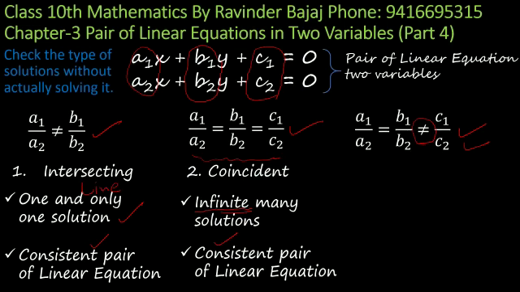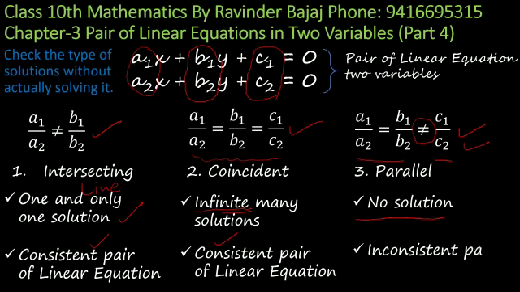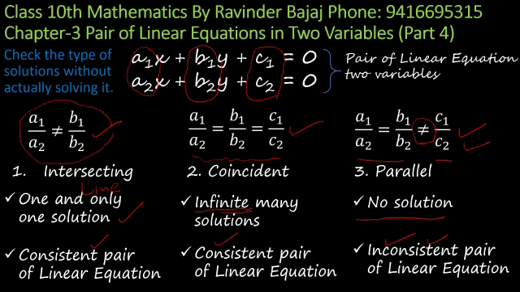If A1 upon A2 and B1 upon B2 both are equal but it is not equal to C1 upon C2, then the lines are parallel. And if the lines are parallel, how many solutions are there? There is no solution. And this pair is called an inconsistent pair. So this pair is called a consistent pair. So we can check without actually solving, with the help of A1, A2, B1, B2, C1, C2. These three conditions tell us which type of solution we will get without solving it.